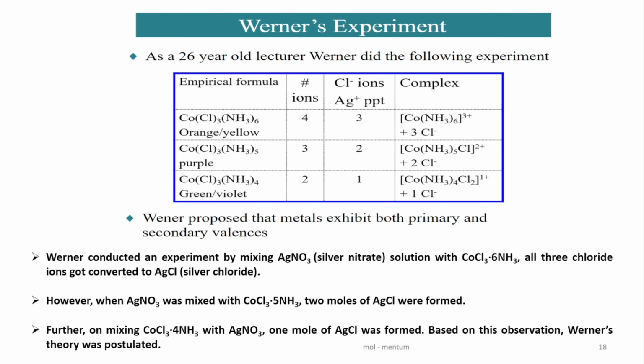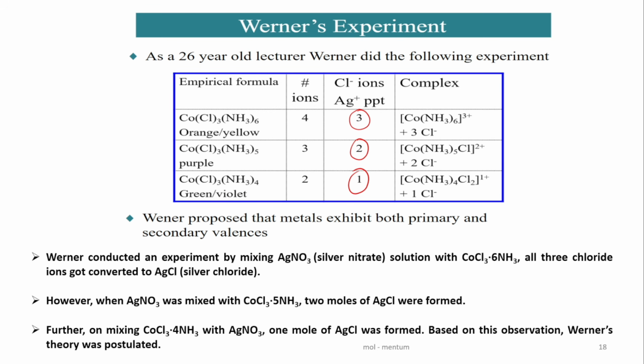Now we will begin with Werner's experiment. Alfred Werner did a lot of experiments. He was actually the first person to discover these types of compounds. He did an experiment where he mixed cobalt chloride and ammonia. One by one he was replacing the ions, and the number of ions that get precipitated changes from 3 to 1 as he changes the composition.